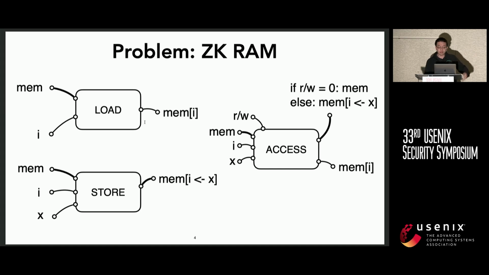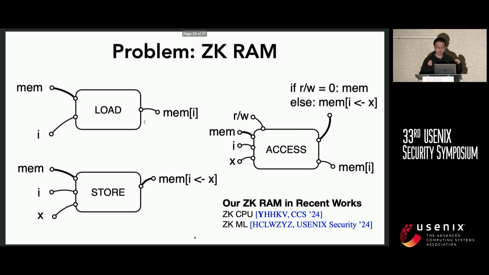But zero knowledge RAM is very useful. In fact, our RAM has already been used in very recent work. Here I just want to highlight one that's going to be presented tomorrow by Hao et al., which shows that this kind of primitive is very useful when you want to put machine learning inside zero knowledge.